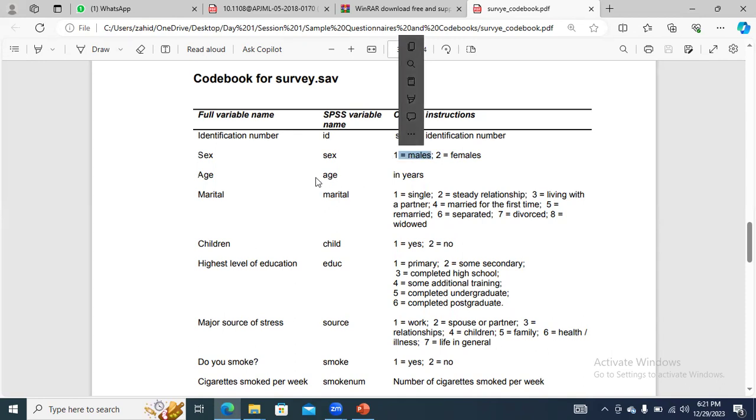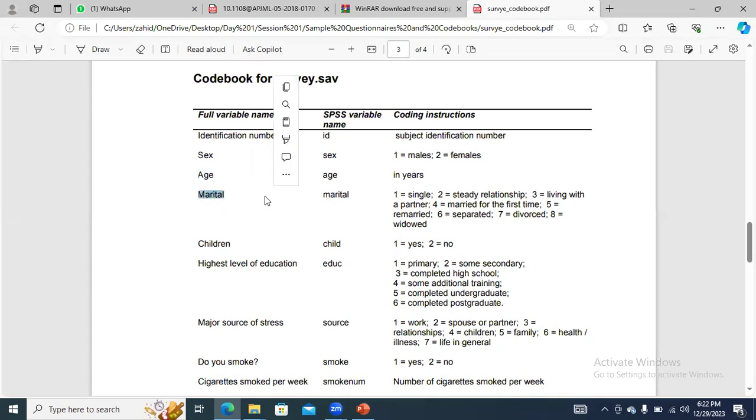In the same way, we can categorize the age into different categories, like 18 to 25 we can categorize by 1, 26 to 30 we can categorize by 2, 30 to 40 we can categorize by 3. So we need to assign some numerical digits. This is called the code book. In this way, you can create the code book.